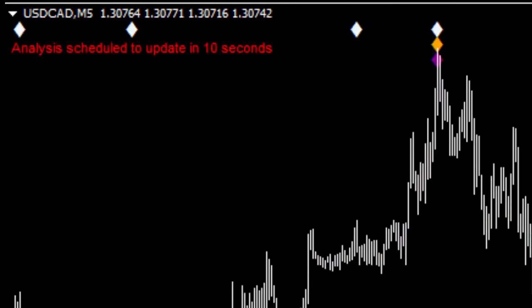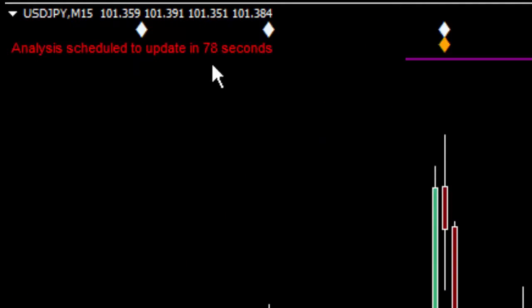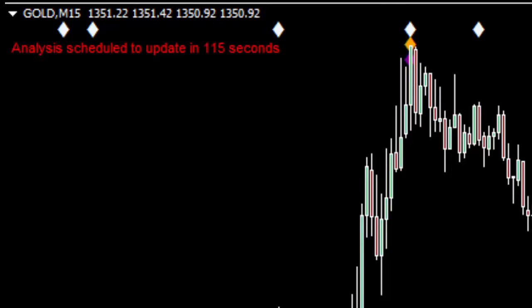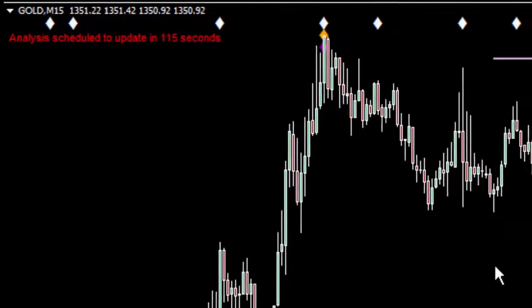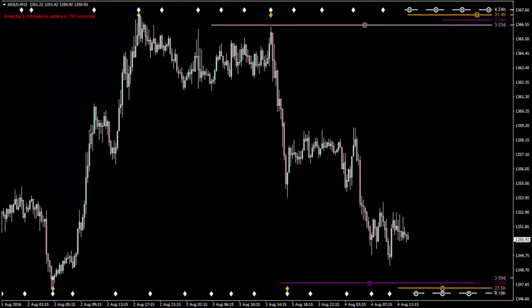And so let's cycle through our different charts. Here's a chart that has scheduled its analysis to update in 46 seconds. And here's one that has scheduled the update in 75 seconds. And here's a chart that has its update scheduled in 115 seconds. Now, this might seem like a really long time to be delaying the updates, but there is a reason for that.